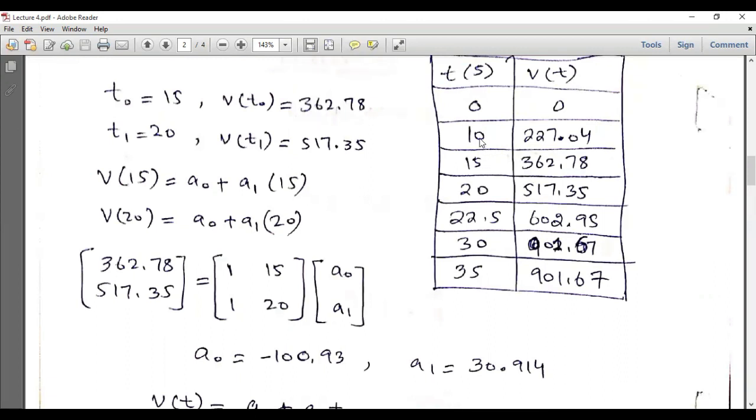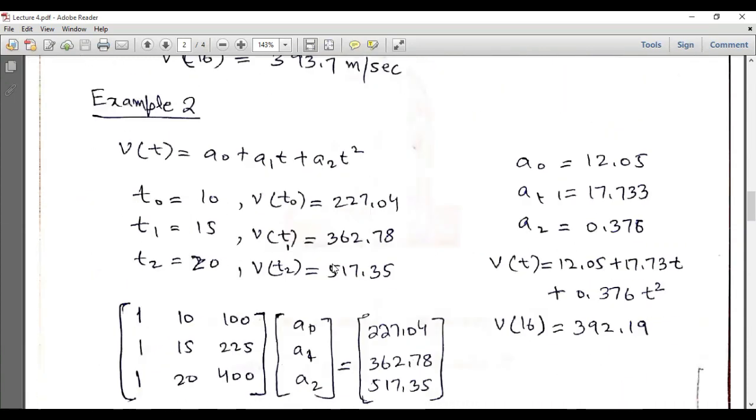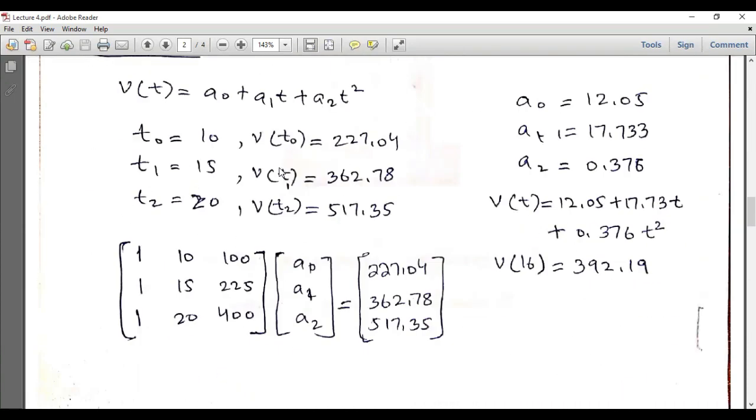So let's choose 10, 15, and 20, these 3 points. And from these 3 points, we can build three equations. So t naught is equal to 10, v of t naught is equal to this, t1 is equal to this, and v of t1 is equal to this. t2 and v of t2 are also given. So from these three equations, we can find out three unknowns.